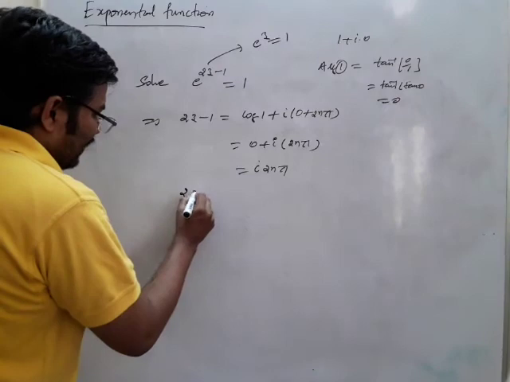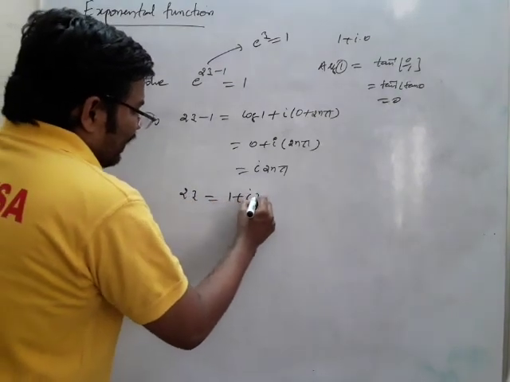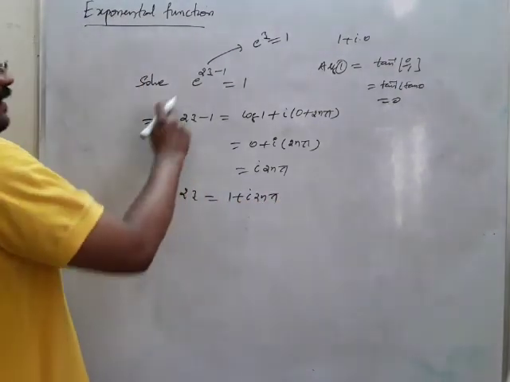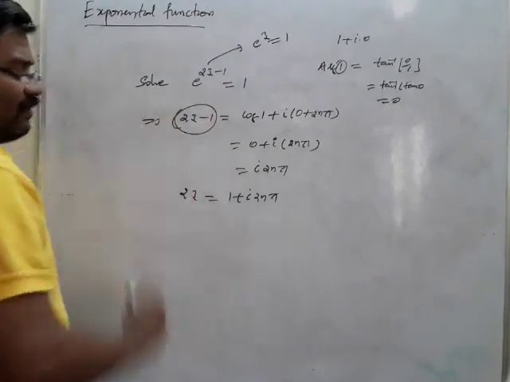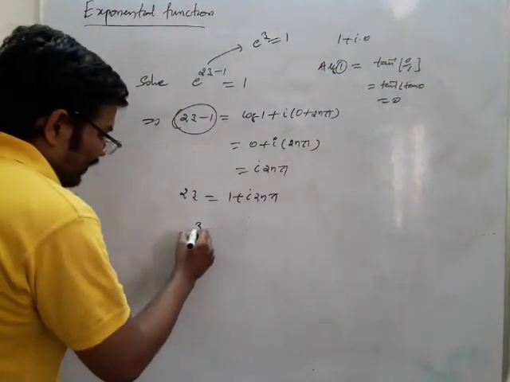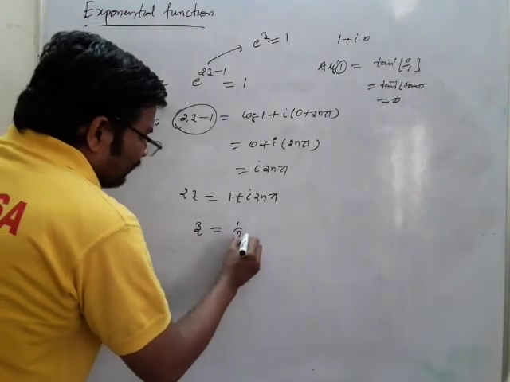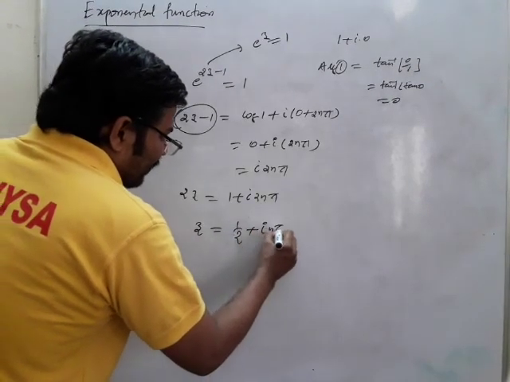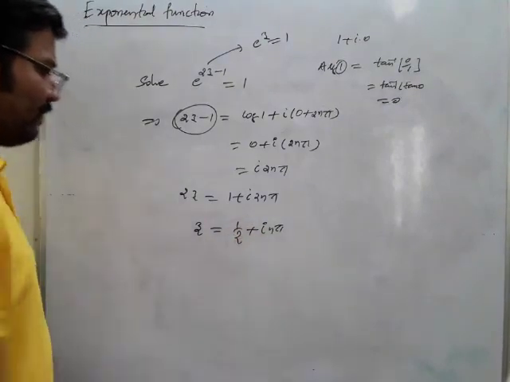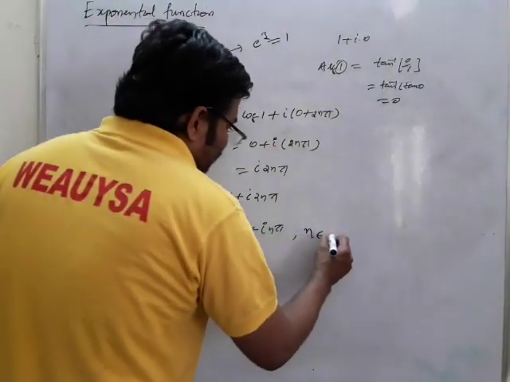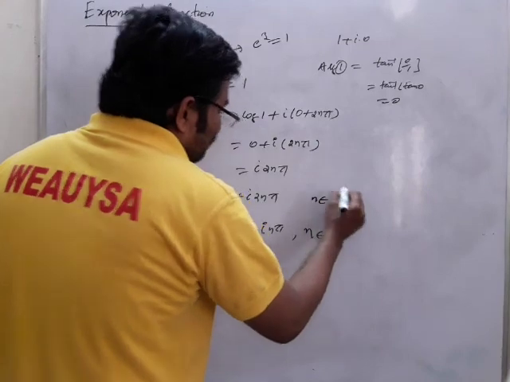So 2z minus 1 is equal to i into 2n pi, because in the place of z it has been given as 2z minus 1. So if you want to write z, z is equal to 1 by 2 plus i into n pi, as the 2 goes to the other side, where n belongs to the integers.